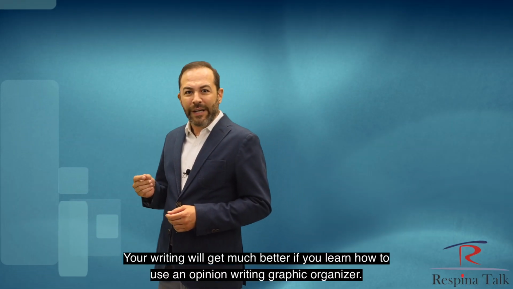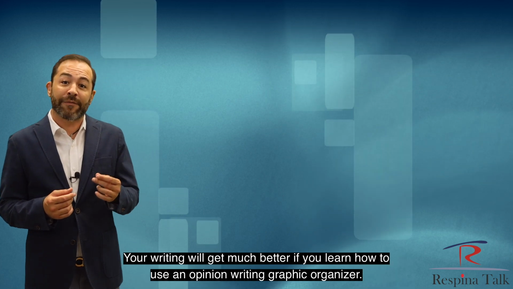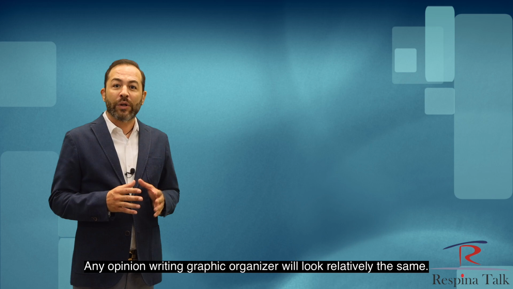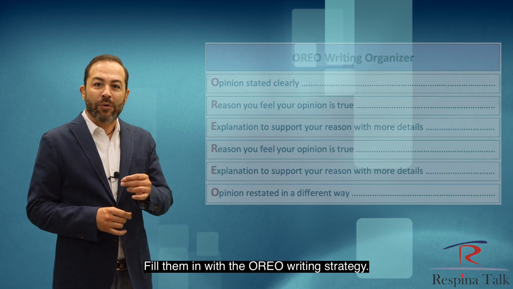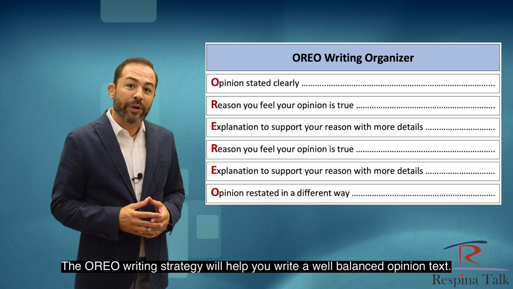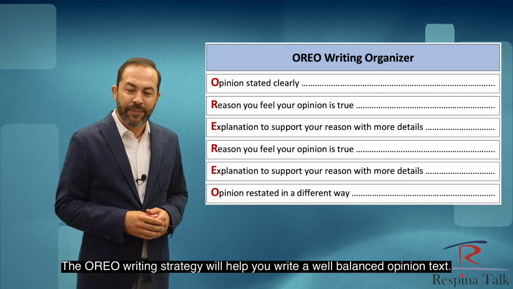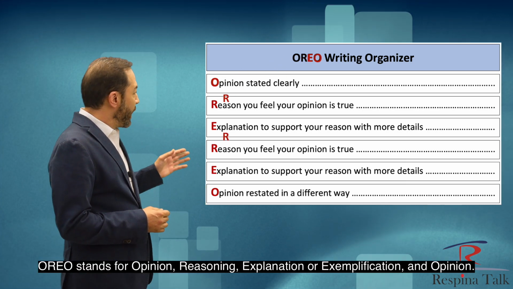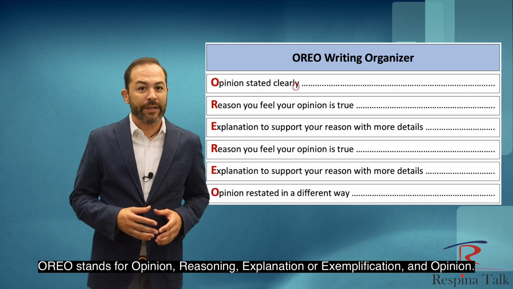Your writing will get much better if you learn how to use an opinion writing graphic organizer. Any opinion writing graphic organizer will look relatively the same. Fill them in with the Oreo writing strategy. The Oreo writing strategy will help you write a well-balanced opinion text. Oreo stands for opinion, reasoning, explanation or exemplification, and opinion.